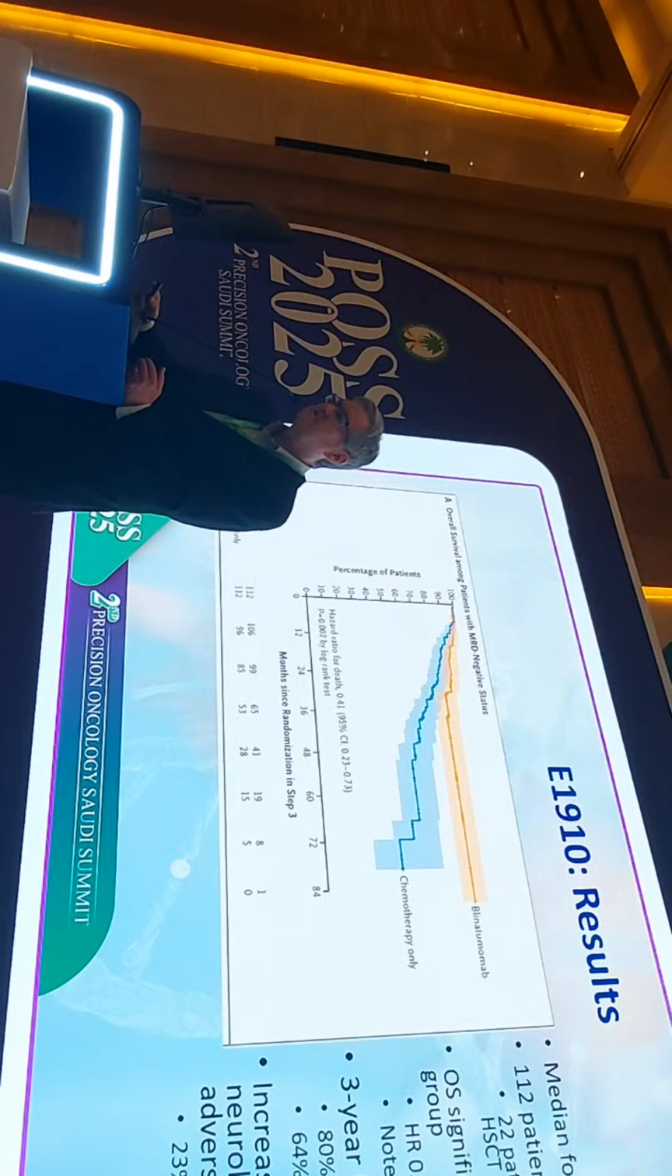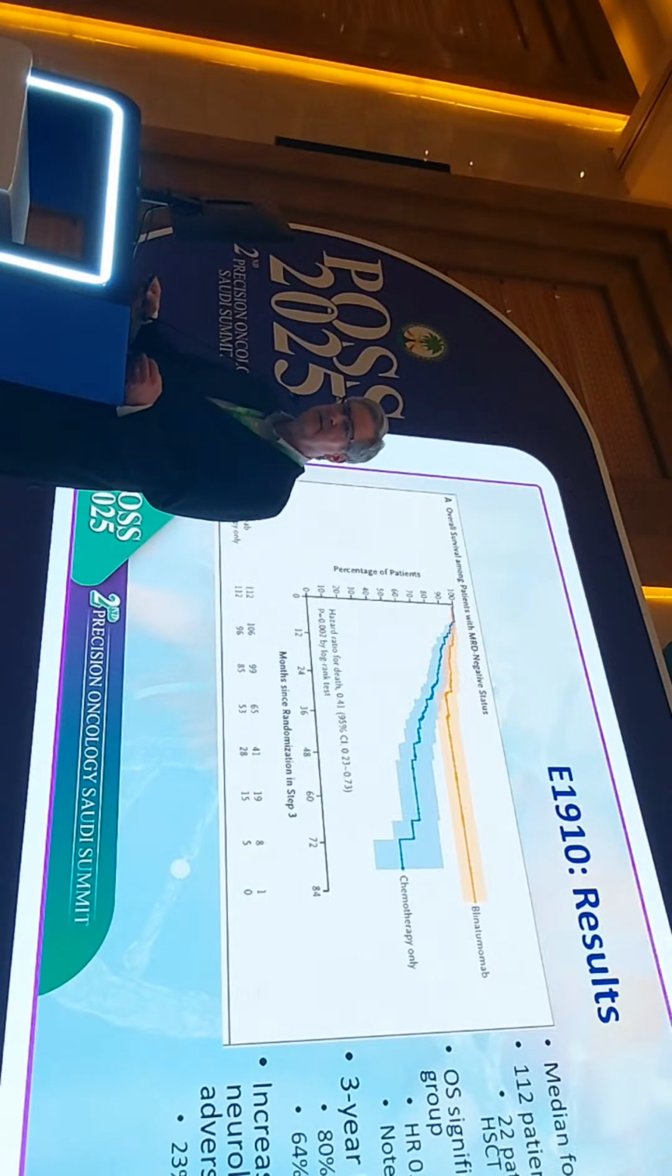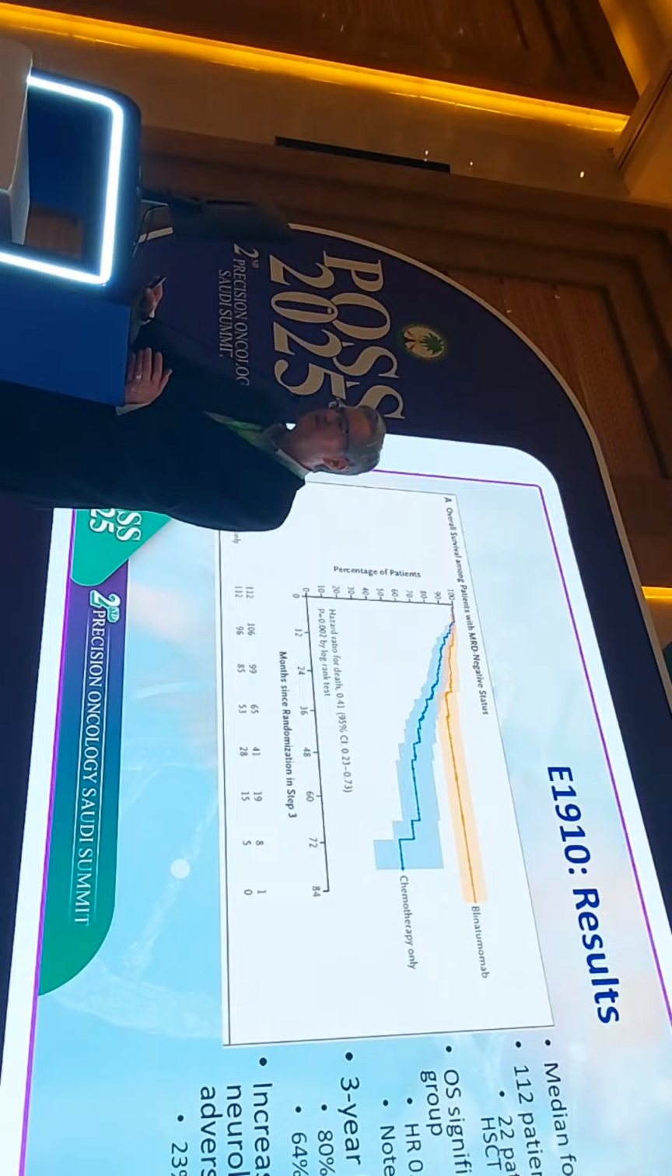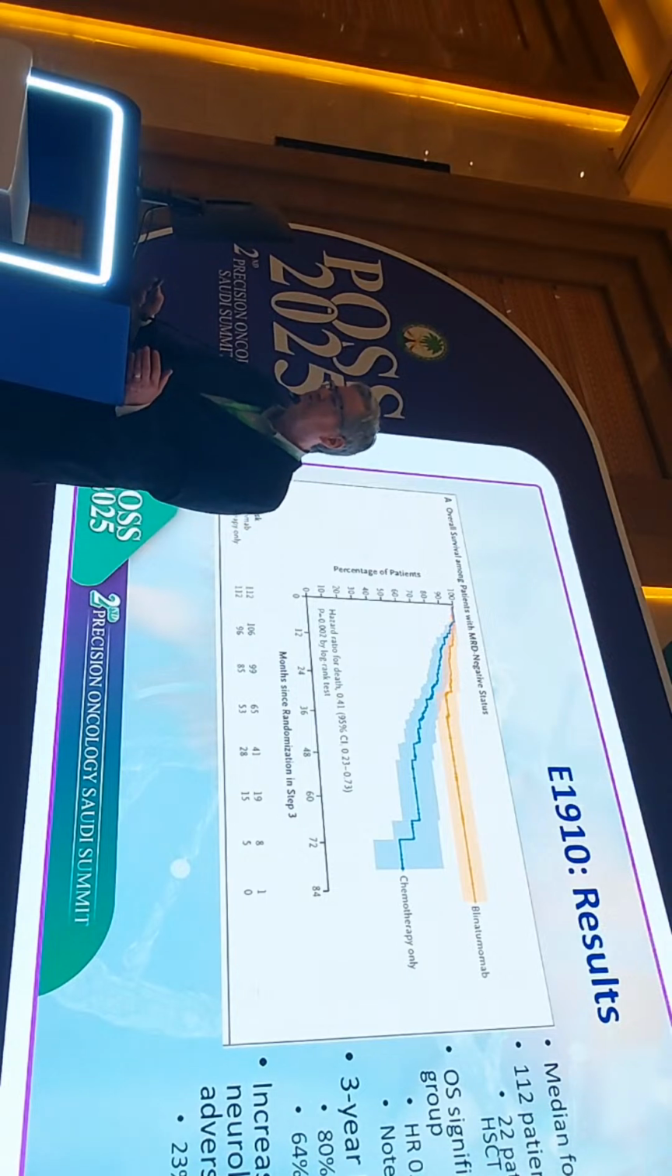And here you see the results of that study showing significant superiority of blinatumomab. This looks at overall survival, and we see that the hazard ratio of blinatumomab was 0.41. And again, I want to point out to you that this curve of blinatumomab is very flat after about 2 years, so we're not seeing late events. The 3-year relapse-free survival was 80% in the chemotherapy plus blinatumomab arm versus 64% with chemotherapy. There was increased central nervous system toxicity with blinatumomab, 23% with grade 3 or higher neurologic or psychiatric side effects versus 5% with the other arm.